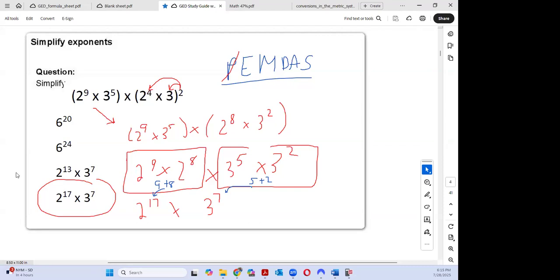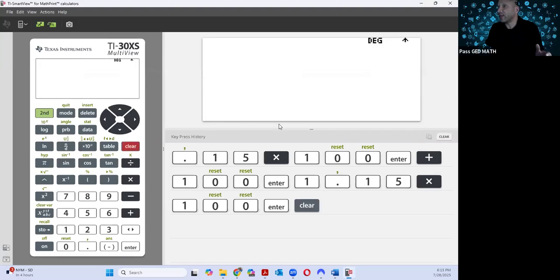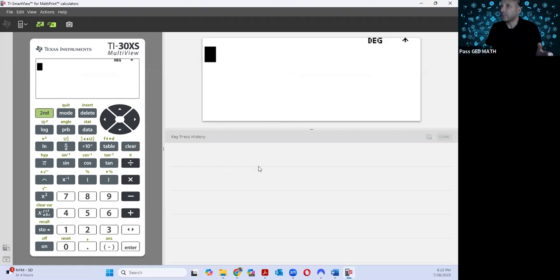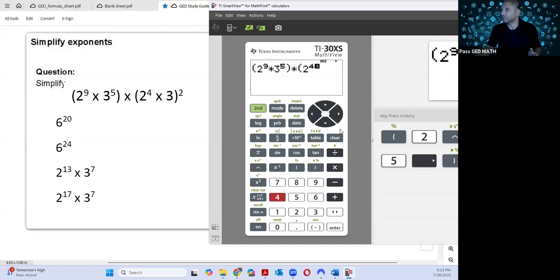Now, I had a student that said, Mr. Tinsley, I couldn't remember the exponent rule, but I know I got it right. I said, how do you know you got it right? He said, because I used my calculator and I put the first expression in: parentheses 2 to the 9th times 3 to the 5th times 2 to the 4th times 3, all raised to the 2nd power. And I got my answer.